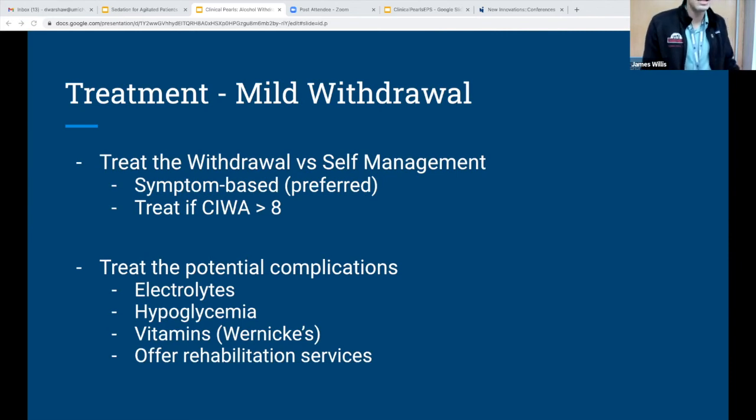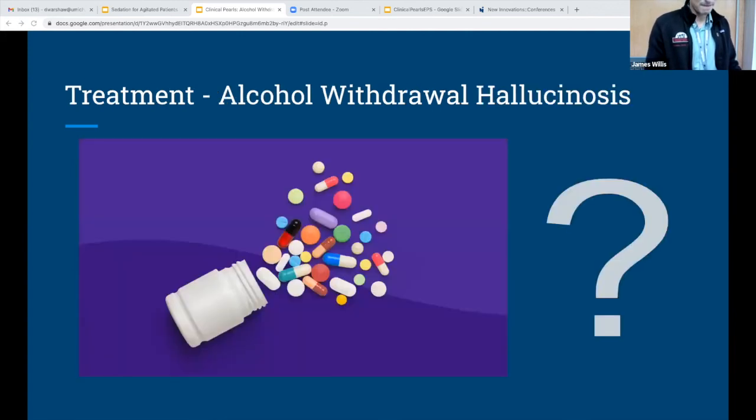And then dispo-wise, so for symptomatic patients, if they have a history of complicated withdrawal, if they have severe underlying comorbidities, or if they've needed multiple doses of benzodiazepines, this is going to be a likely admission. If they have none of these, then these patients can actually be discharged pretty safely.